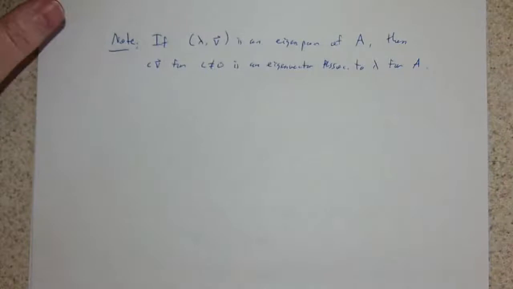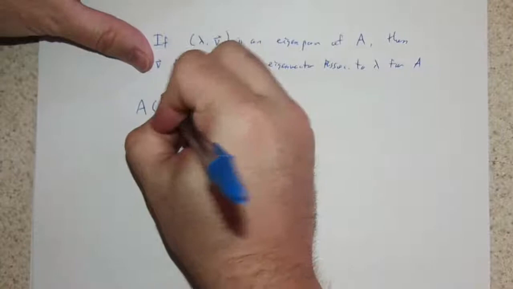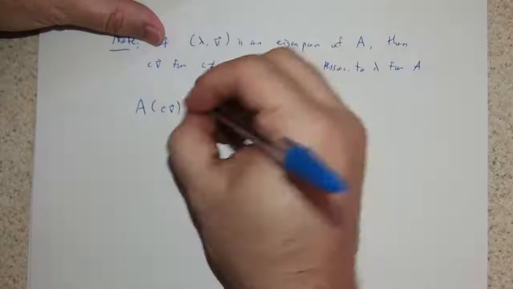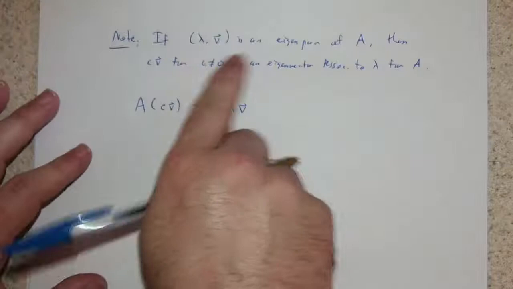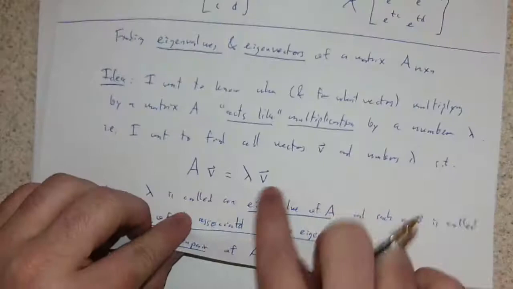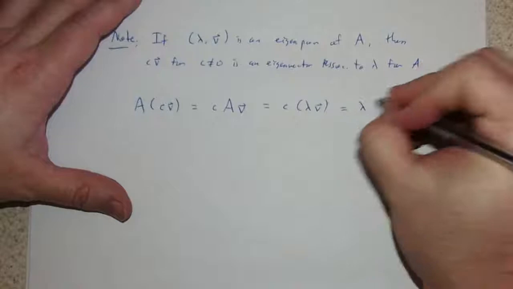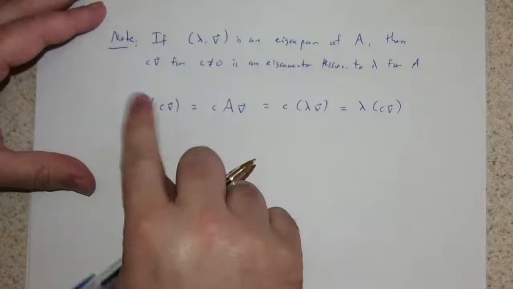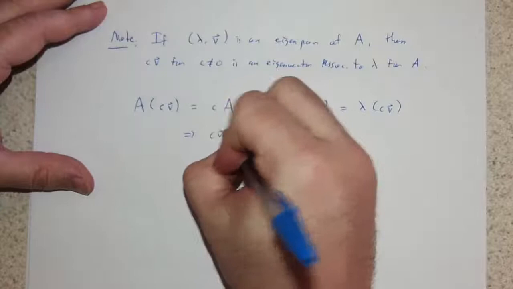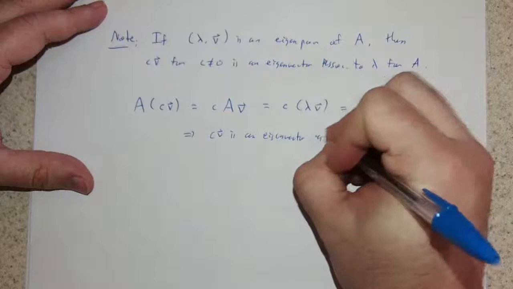So let's just check. Well, let's check what is A times CV. Well, you can pull constants out of matrix vector multiplication. So this is C times AV. But since lambda, V is an eigenpair of A, AV is lambda V. So this is C times lambda V. But now I can move this scalar multiplication back in. So this is lambda times CV. And so I have a vector CV such that A times CV is equal to lambda times CV. So CV is an eigenvector associated to lambda for A.